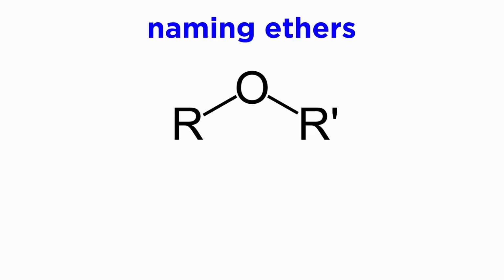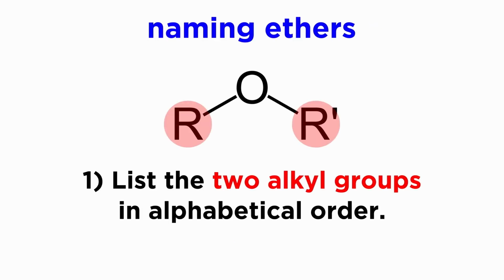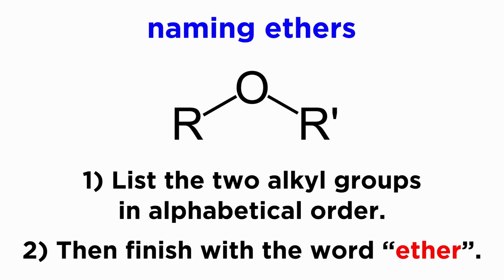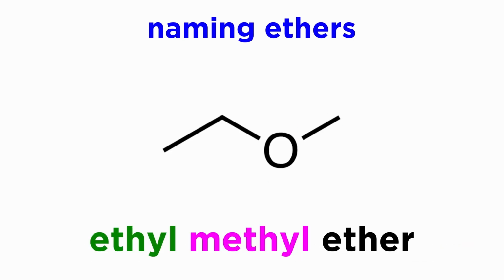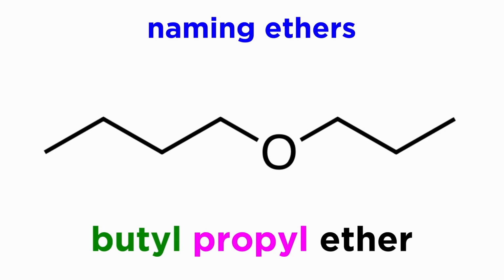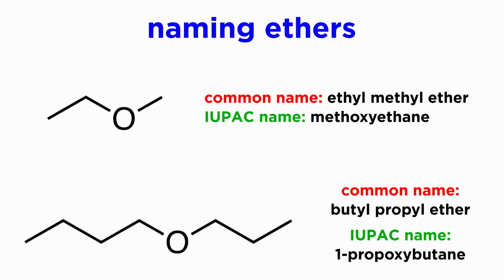The convention we have for naming ethers is to simply list the two alkyl groups in alphabetical order, followed by the word ether. So for example, this is ethyl methyl ether. This is butyl propyl ether. We could also call them methoxyethane and 1-propoxybutane, with the smaller alkyl fragment becoming part of an alkoxy substituent off of a main chain.